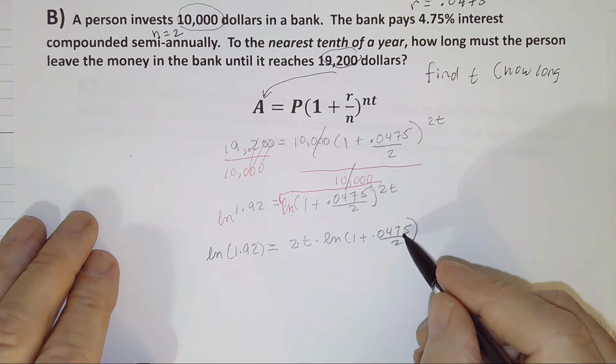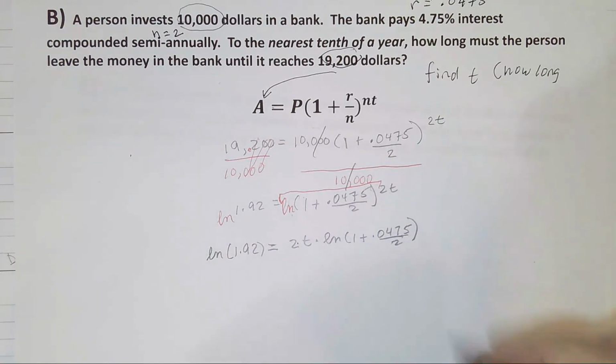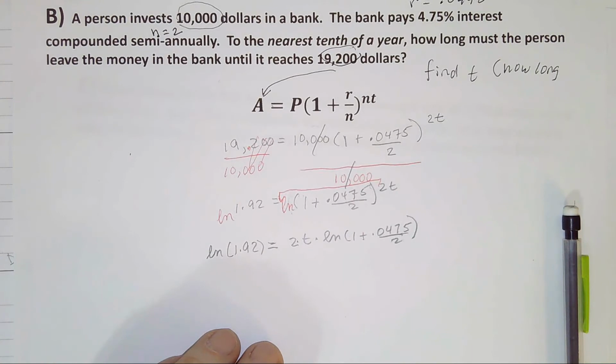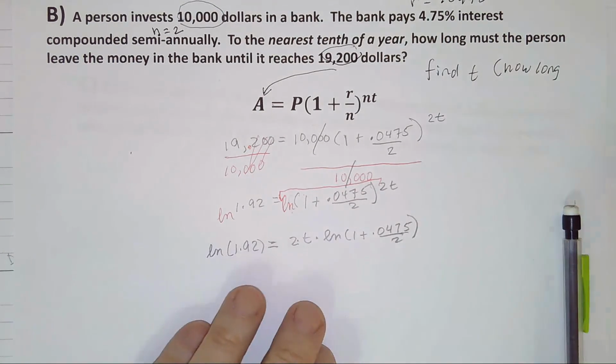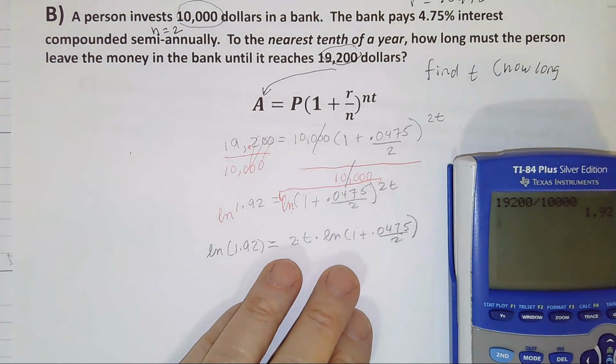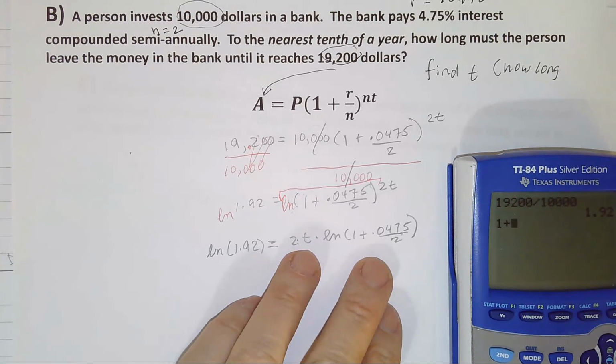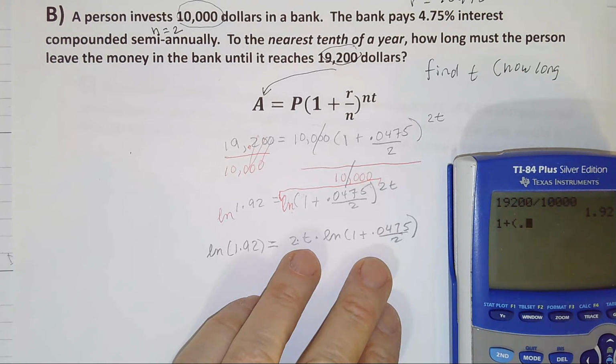Let's figure out what this is. So let's do that first. So this is 1 plus 0.0475 divided by 2. Let's do that with a calculator. I'm going to do 1 plus, and then in parentheses, 0.0475 divided by 2, close the parentheses, hit enter, and I get 1.02375.